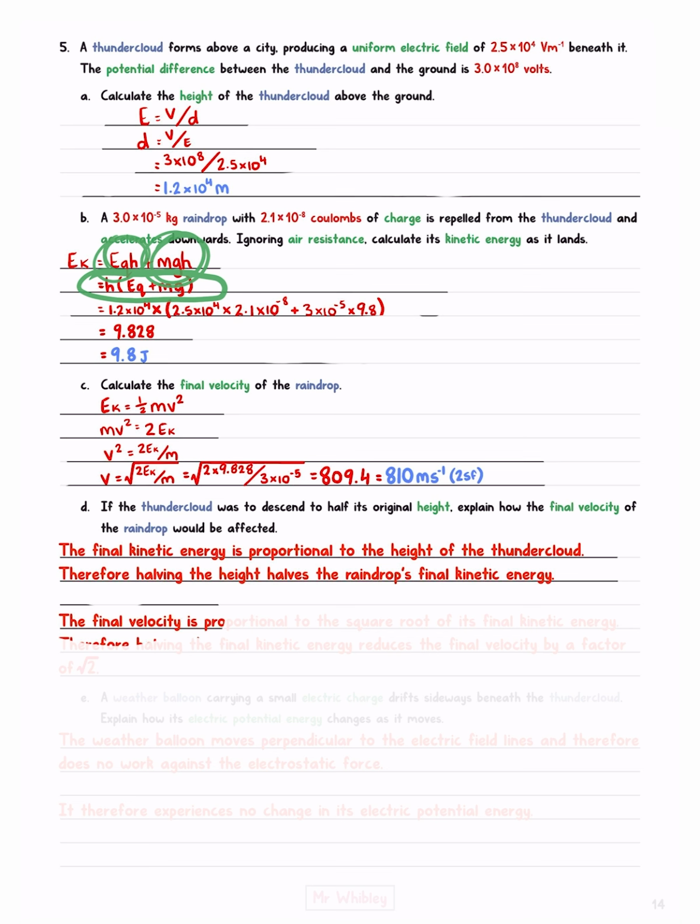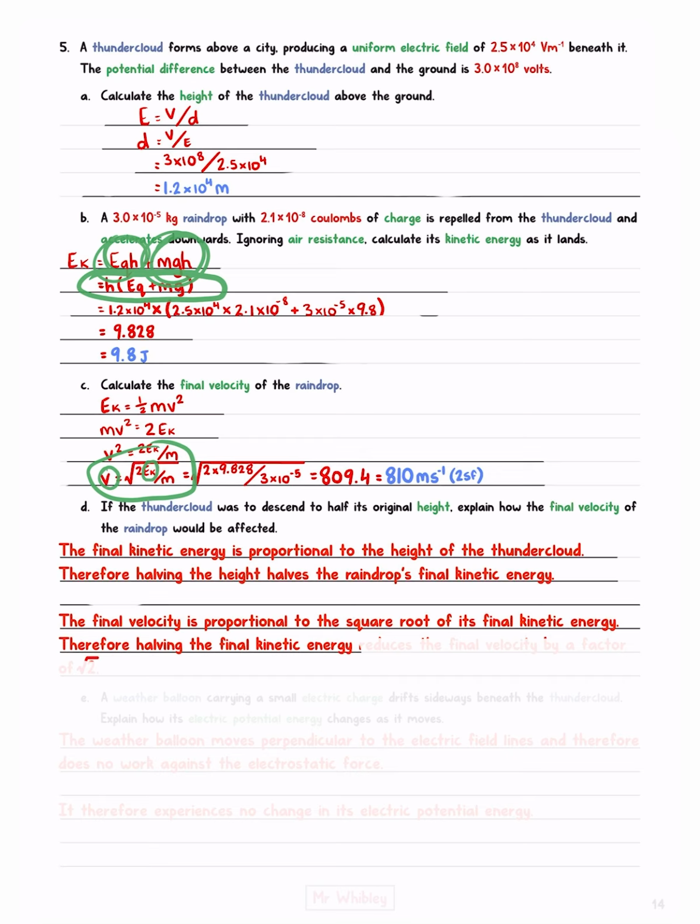The final velocity is proportional to the square root of its final kinetic energy, as we see in this equation here. We have our velocity proportional to the square root of our kinetic energy. Therefore, halving the final kinetic energy reduces the final velocity by a factor of the square root of 2.